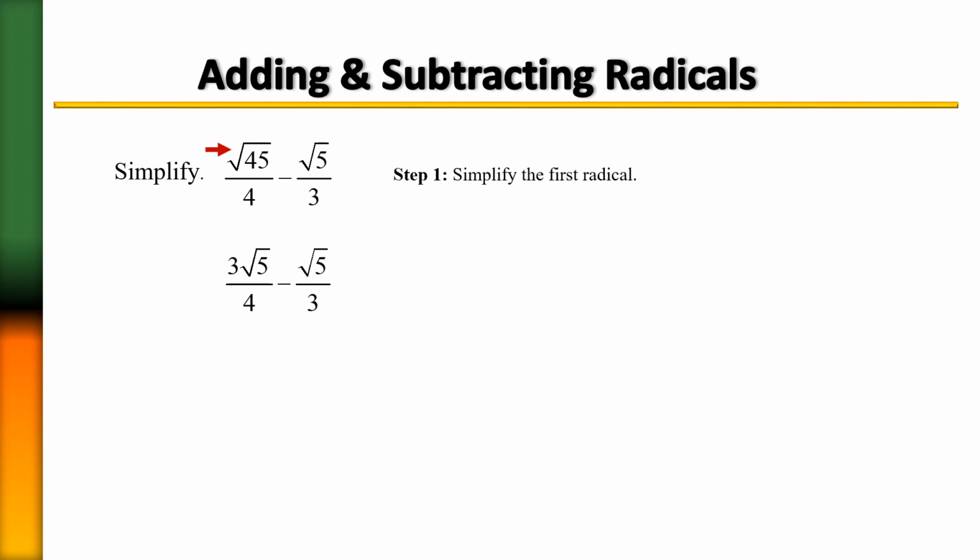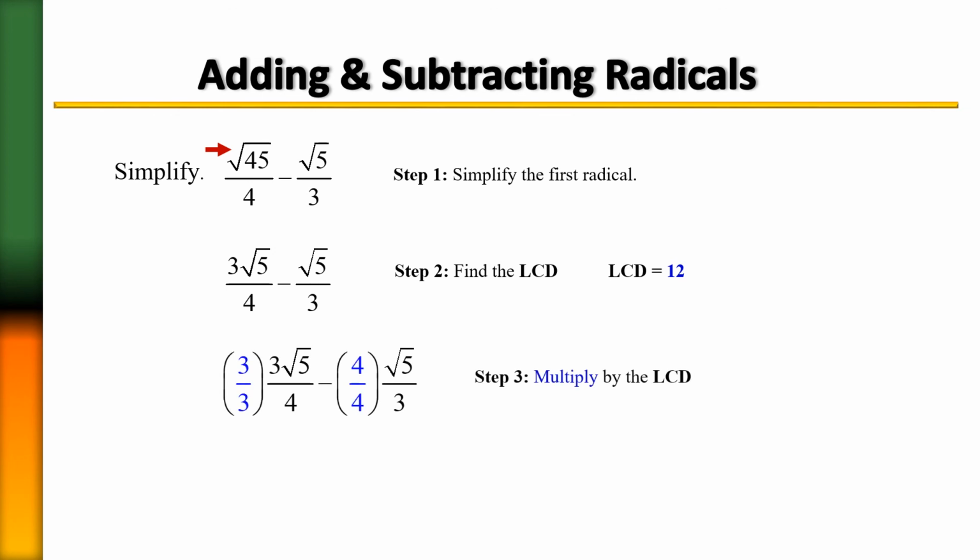So in this case you have 4 and 3, so your LCD is 12. What we need to do is, in order to get 12 for the first term as a denominator, you'd have to multiply the top and bottom by 3. In order to get 12 in the denominator of the second term, you'd have to multiply the top and the bottom by 4. So let's go ahead and do that. So once you multiply the top and bottom by those, this is what you're left with. 9 radical 5 minus 4 radical 5 over 12.